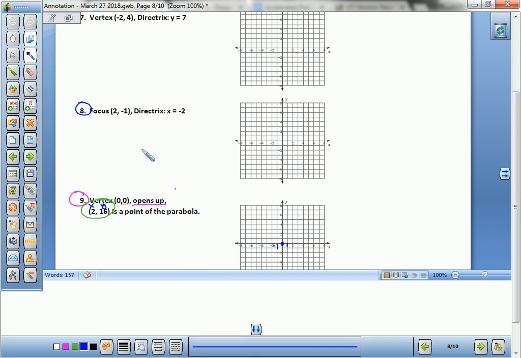Okay. This one gives us a focus and a directrix. We are missing the vertex. So we're going to sketch it. Well, in this case, we actually have a graph, so we don't even have to sketch. We can make a nice drawing. This is (2, negative 1). That's our focus. The directrix is x equals negative 2.